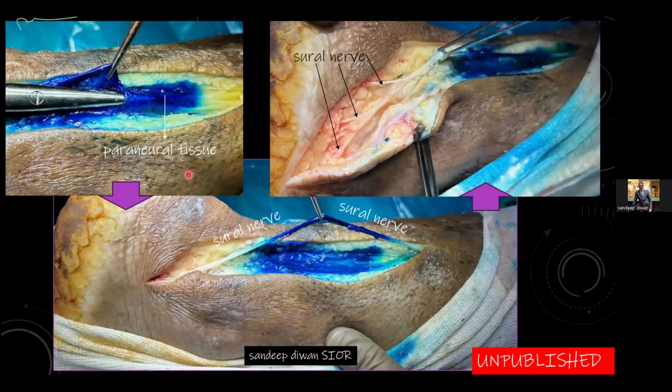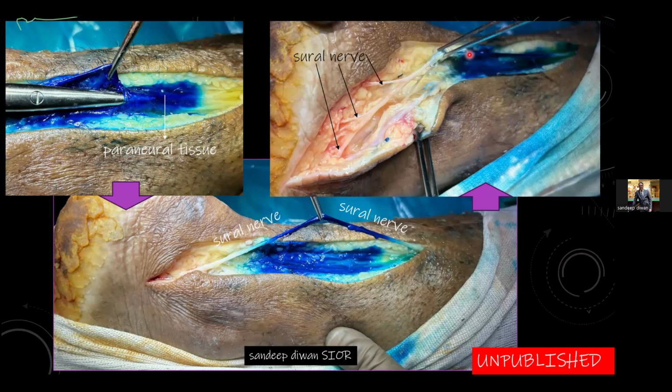Now this is one of the specimens. This is an amputated specimen. With the consent of the patient's relatives and the surgeon, we usually perform this in some good specimens. We are allowed to do this block, of course, with the permission of the institute as well. Now, when we do a sural nerve block, this is the paraneural tissue which surrounds the sural nerve, which is being lifted up.